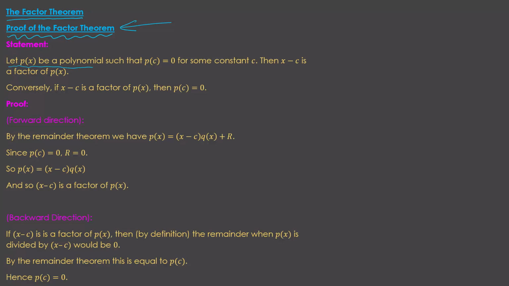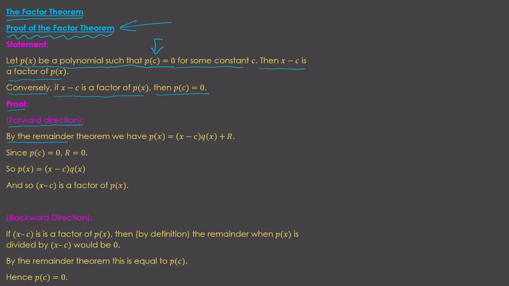Let p of x be a polynomial such that p of some value c is equal to 0. Then x minus c is a factor of p of x. Conversely, or in the reverse direction, if x minus c is a factor of p of x, then p of c is equal to 0. So we have the proof for the forward direction.